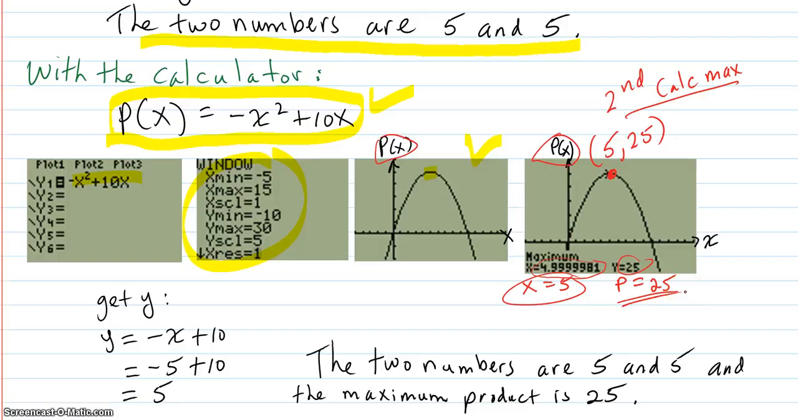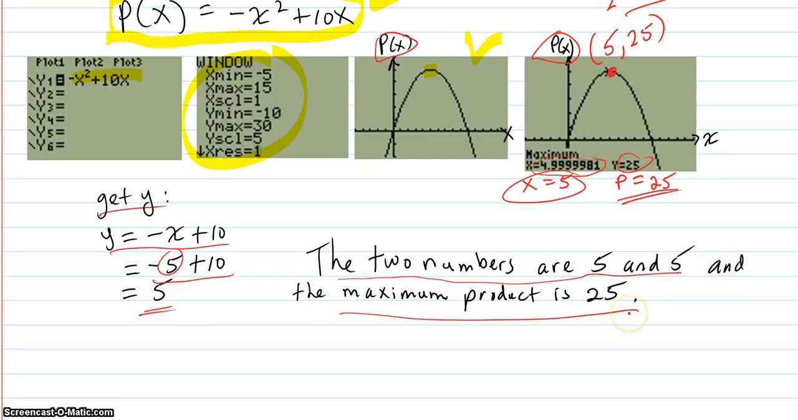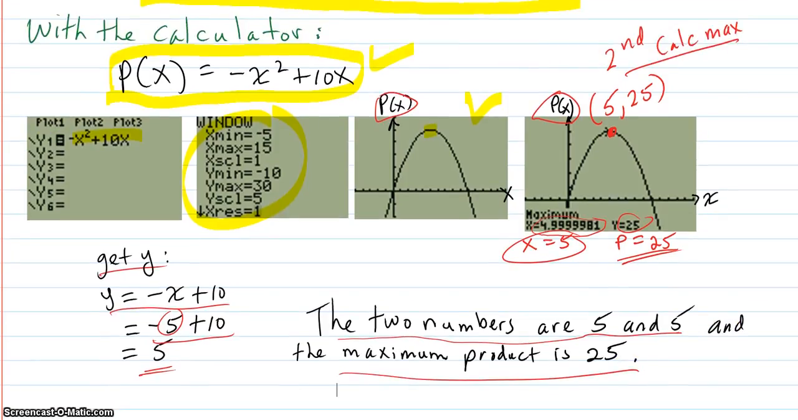Remember, that's p. The product is on the vertical axis the way this is being graphed, so the p is 25. Then we still have to find the other number, so we get the y by y equals negative x plus 10. That's negative 5 plus 10, which is 5. So the two numbers are 5 and 5, and the maximum product is 25. So that's the calculator way to do the problem. You can always do it by hand, check it with the calculator, or vice versa.